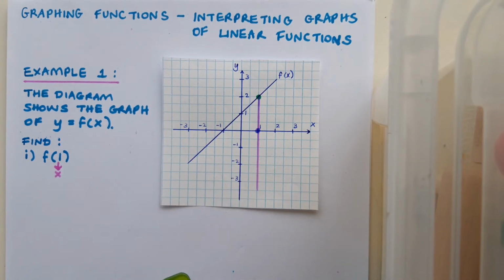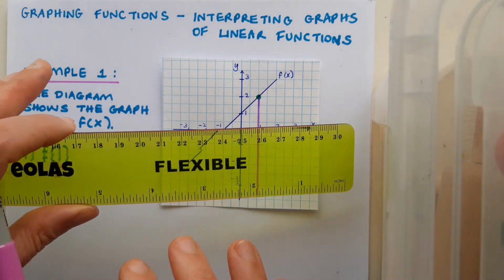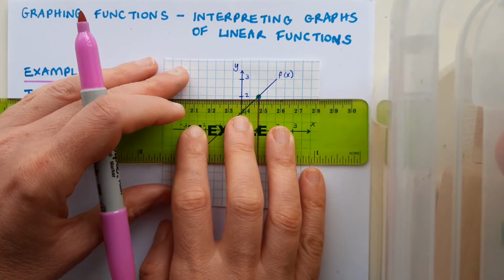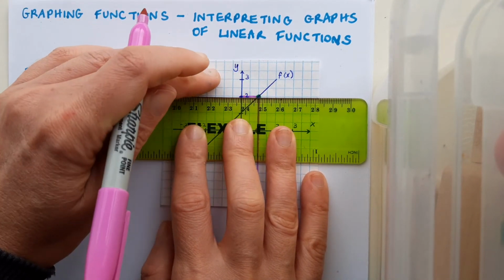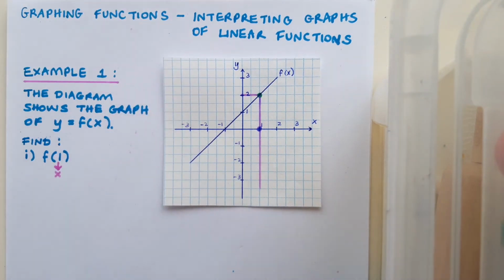So now I'll take my ruler and my pen and I'll draw a line from that point to the y-axis. And the number that I land at on the y-axis is my solution. In this case, we landed at 2. That means f of 1 equals 2.